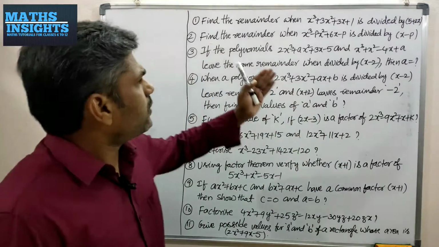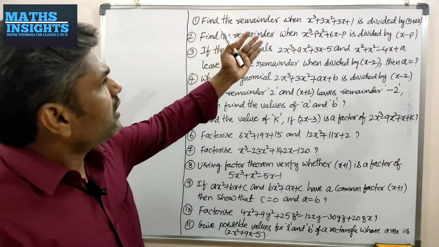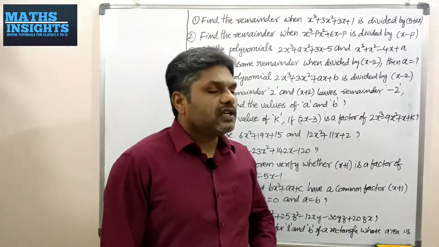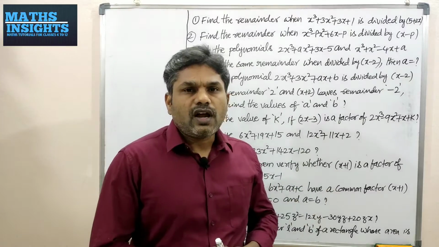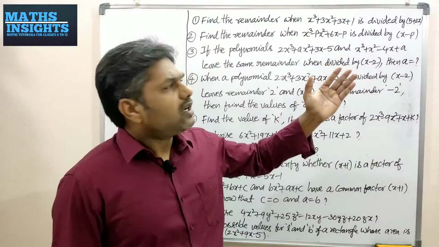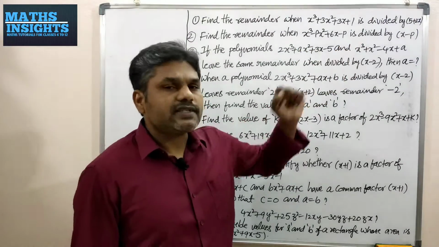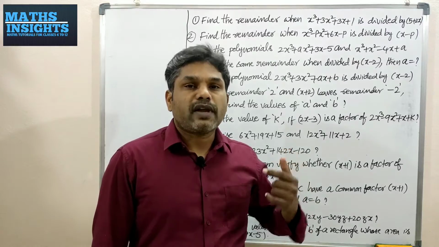If you see the first problem, it says that find the remainder when x cube plus 3x square plus 3x plus 1 is divided by 5 plus 2x. They have given a polynomial and they have given another polynomial, and they are asking to divide the first polynomial with the second polynomial. Then you have to find the remainder by using remainder theorem.